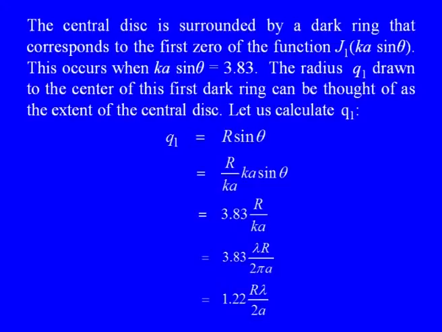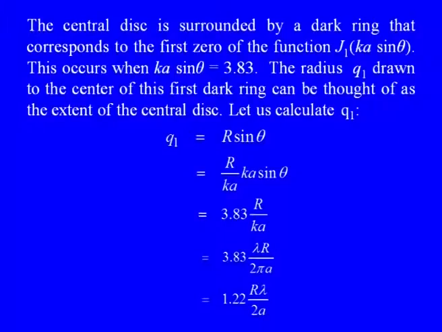So q1 is equal to R sin theta. I multiplied and divided it by kA: kA sin theta, I put the value 3.832 for the first zero of J1, multiplied by R upon kA. k is 2 pi by lambda.